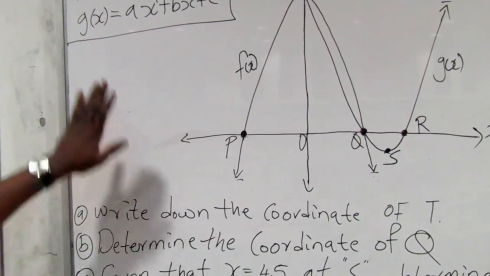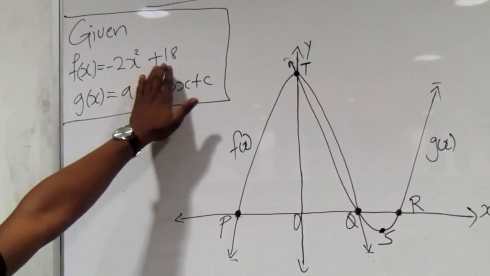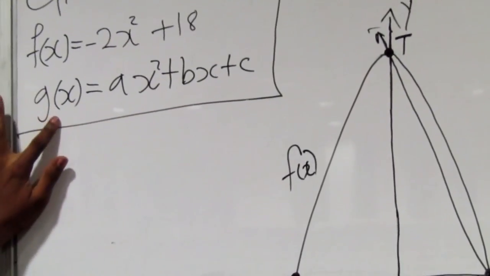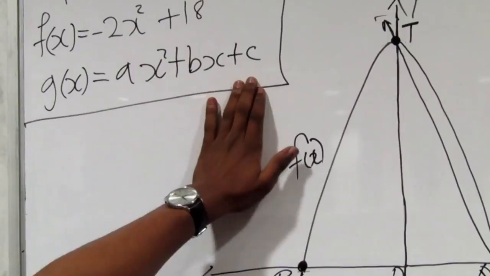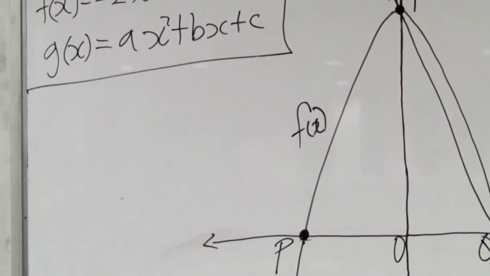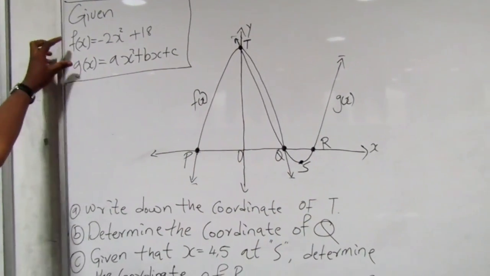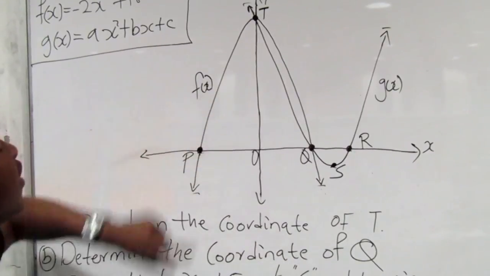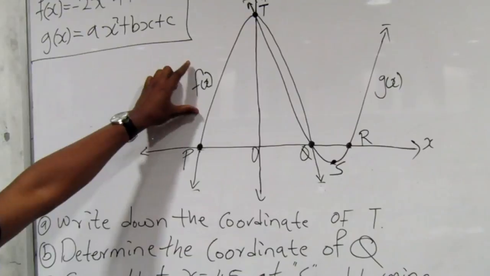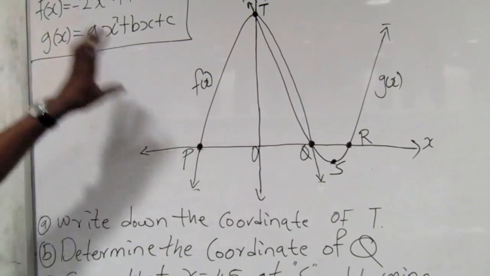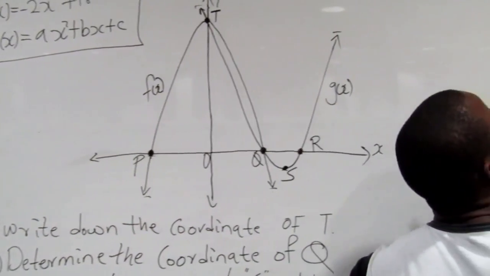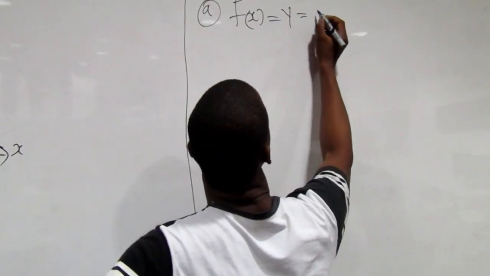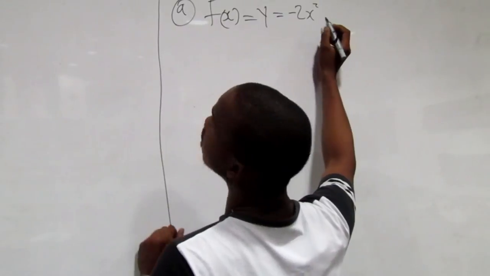From our given, f of x is equal to negative 2x squared plus 18, and g of x is ax squared plus bx plus c. We can't use g of x because its coefficients are a, b, and c, so we can't get the values of point T using g of x. We can only consider f of x. From f of x, point T is a turning point and a y-intercept of f of x. So we will use that condition, considering point T with f of x as our y-intercept, where f of x, remember, is equal to y, is equal to negative 2x squared plus 18.